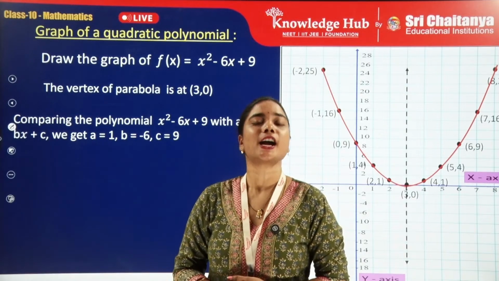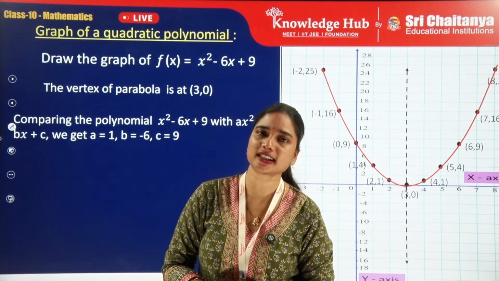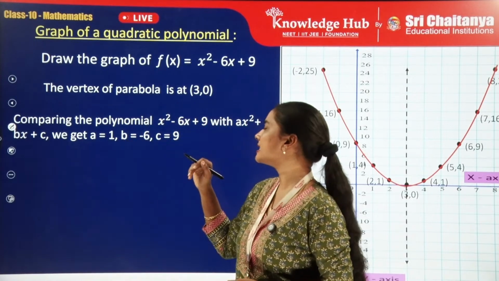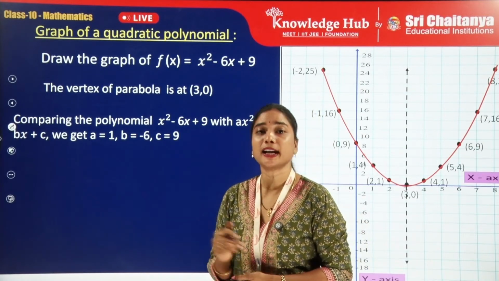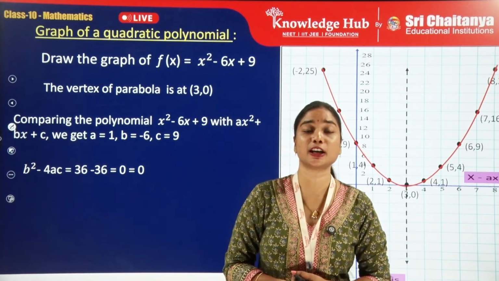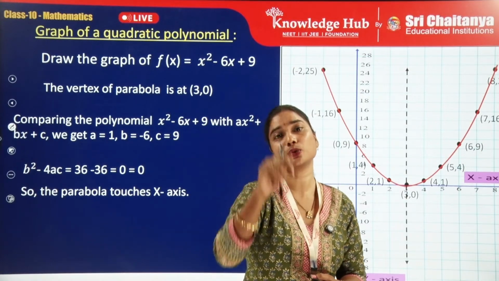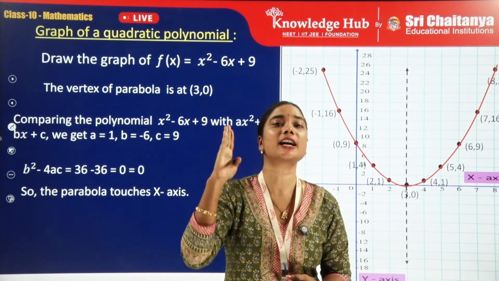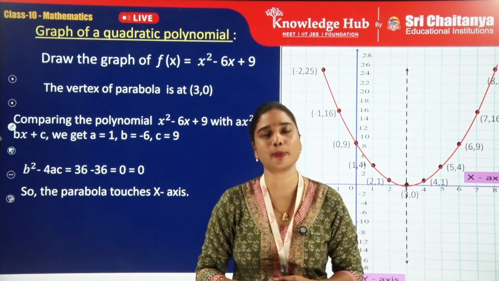And then just compare the given quadratic polynomial with ax square plus bx plus c. Find the coefficients of x square, x and the constant term, as we are getting a as plus 1, b as minus 6, c as 9. Now find b square minus 4ac. As b square minus 4ac becomes 0, the parabola touches the x-axis at only one point. It is not crossing, it is simply touching the x-axis at only one point.